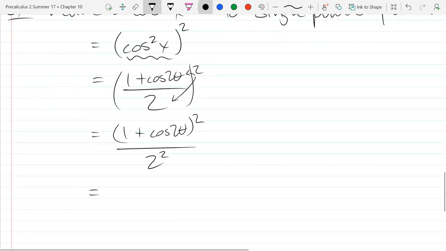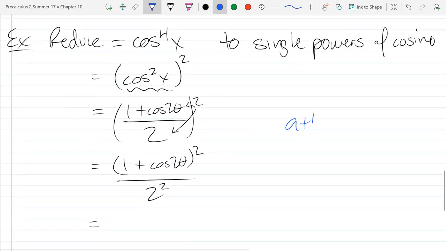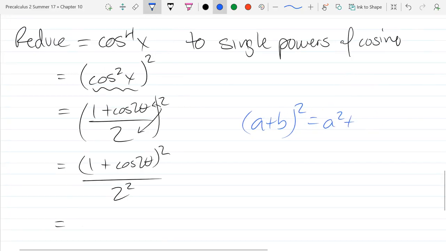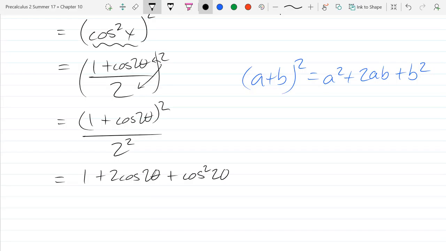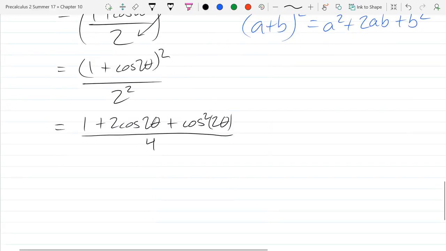So I have to FOIL. And again, I am using this form. So normally there's plus AB plus BA, but those two terms are the same. So that is exactly how I'm FOILing here. So 1 squared is 1 plus 2 cos 2 theta plus cos squared 2 theta. Might be a good idea to use some parentheses here. Divided by 4. All right, this fraction is getting kind of ugly. So let's factor out 1/4.